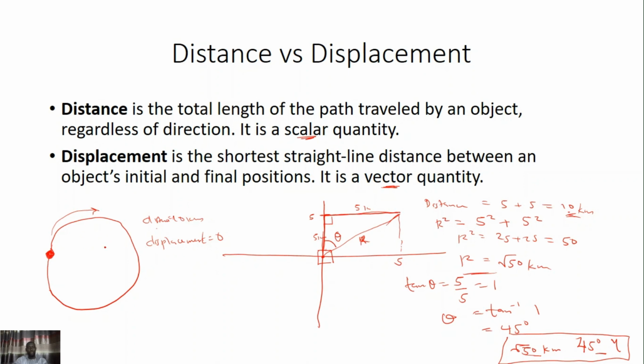So in summary, displacement is the shortest distance from the reference point, okay, while the distance is the actual length of the path taken by the object. The actual length of the path taken by the object is the circumference of the circle, which we assume to be 10 kilometers. Okay.